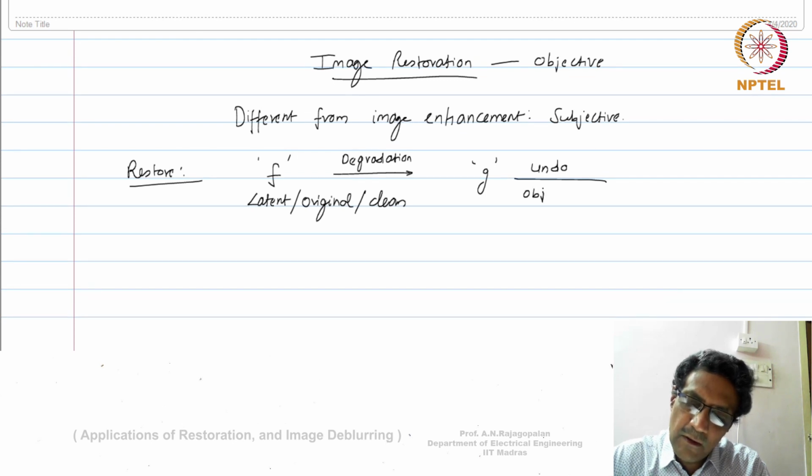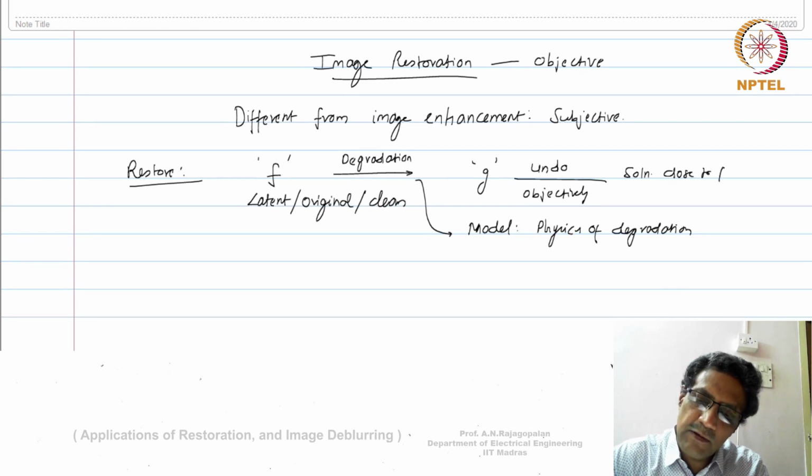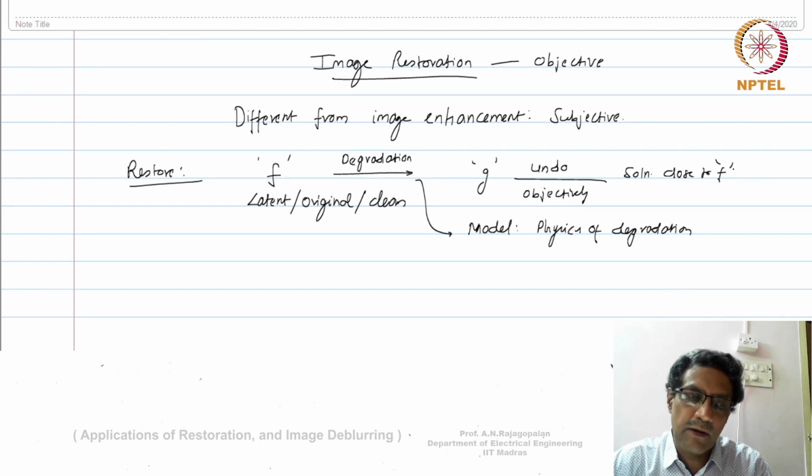And the idea is, what can you do in order to undo this degradation, undo it objectively. By objectively, what we mean is we have a degradation model. That means we know the physics of degradation, and we would like to see what we can do to undo this and get a solution that is close to F. F is what we are seeking. Now, you may not be able to get back your F exactly. Typically you won't actually get back your F, but you will get something that is close to F. So we need a solution close to F.